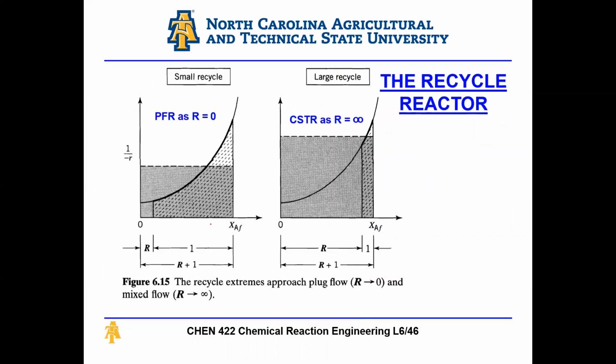And final thing about the PFR, so this might show up on your multiple choice, where as the recycle approaches infinity, your reactor behaves like a CSTR. As the recycle approaches 0, your reactor behaves as a PFR, right? So if you think about it, this is my PFR with a recycle. If the recycle is 0, then it's just basically a PFR. If the recycle is infinity, it's a CSTR, right? It's just mixing all the time, and it's basically a CSTR. So just be aware of this as well.